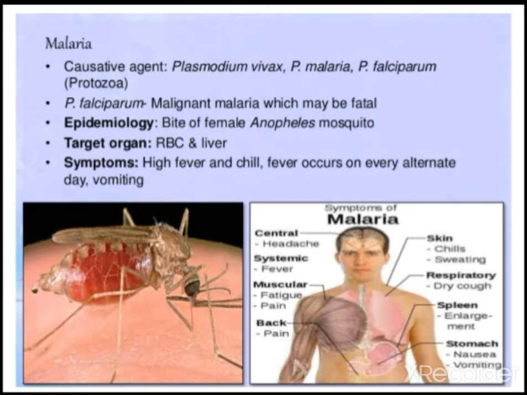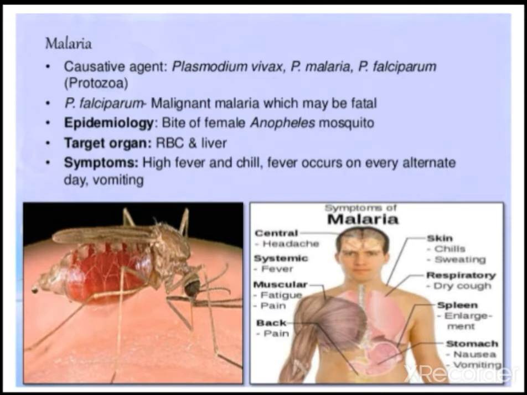Malaria. Malaria is caused by Plasmodium. There are different species: Plasmodium vivax, Plasmodium malariae, Plasmodium falciparum. All come under protozoa. Okay children, Plasmodium falciparum causes malaria that can be fatal also. How do you get malaria? The female Anopheles mosquito, when it bites, you get the malarial disease.